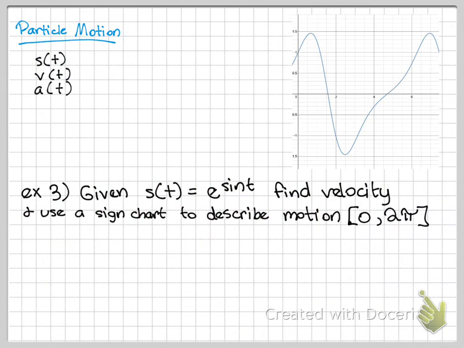All right, next example we're going to look at is just some quick particle motion. Just to refresh your memory on particle motion, remember s of t often stands for the position of the particle, v of t stands for the velocity of the particle, and then a of t is the acceleration.